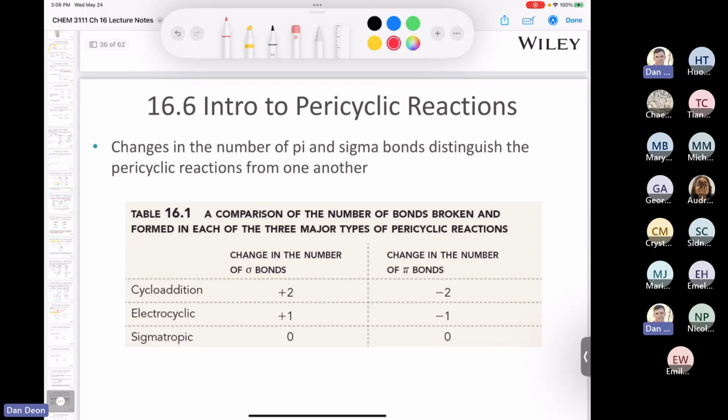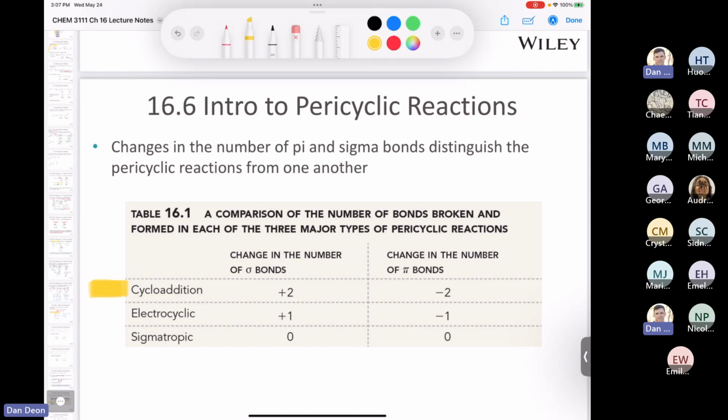So here's a summary of what I just told you. In a cycloaddition, you lose 2 pi bonds, you gain 2 sigmas. In an electrocyclic, you lose 1 pi, gain 1 sigma. And in the sigmatropic rearrangement, there's no net loss or gain of any sigma or pi bonds. But like I told you, we're going to focus on cycloaddition reactions only.